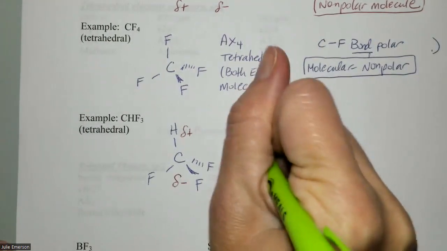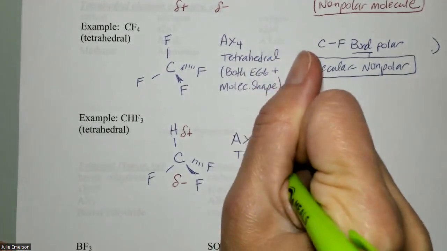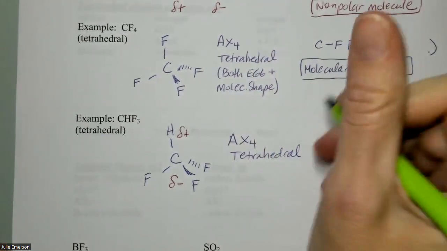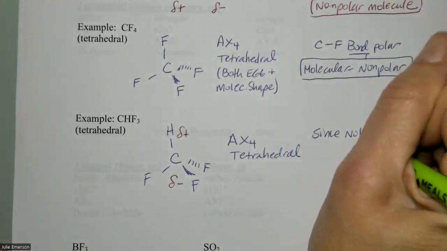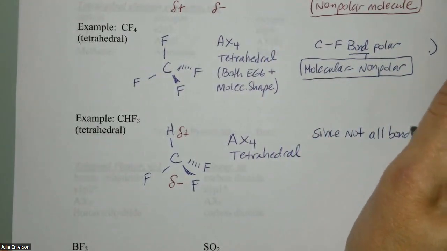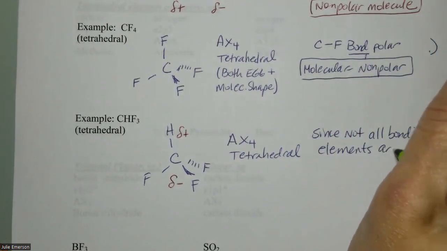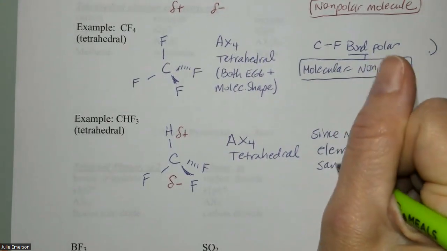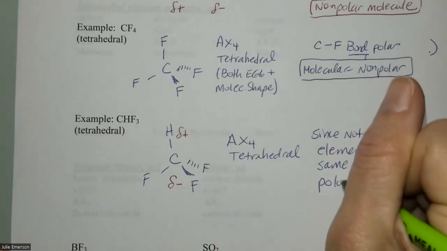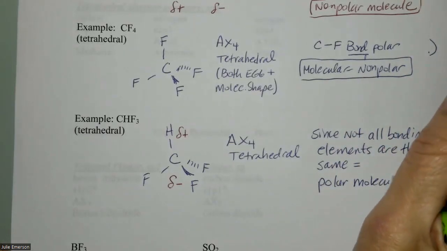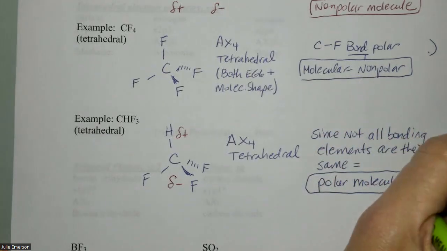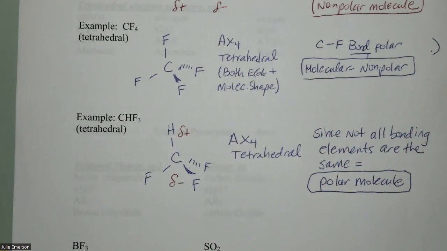So even though it's still AX4 tetrahedral and there's no lone pair, since not all bonding elements are the same, this is going to be a polar molecule. All right. And just remember polar, like poles on a magnet. You're going to have a negative end and a positive end. Okay. So we've got a negative part with the fluorines, positive part with the hydrogens.